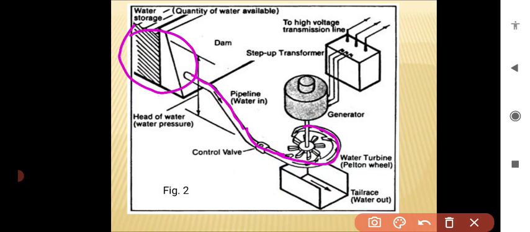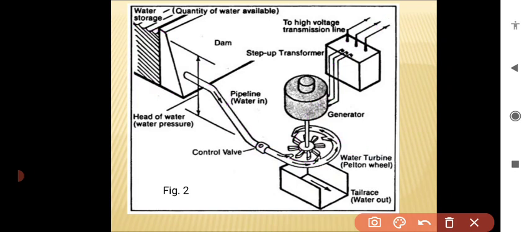With high pressure, it impinges on the turbine wheels. The turbine converts kinetic energy and potential energy to mechanical energy, and it is coupled to the generator. Here the generator converts the mechanical energy into electrical energy and transfers it to the transmission lines. Okay, this is the schematic diagram of the hydraulic power plant.